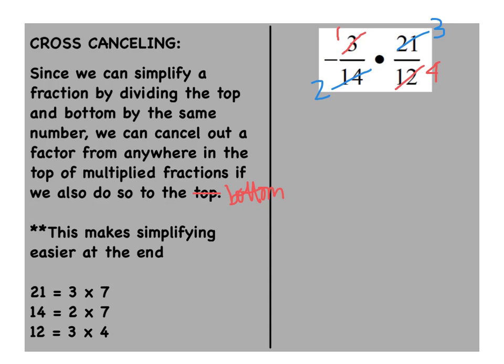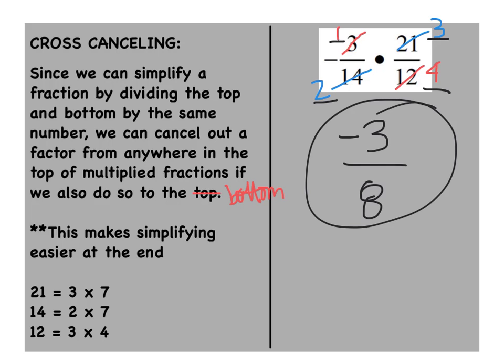Now I can multiply straight across like I did before. So I'm going to take 1 times 3, that gives me 3. And 2 times 4, that gives me 8. So notice, this is my same final answer that we saw in the previous example, and it's already in simplest form.